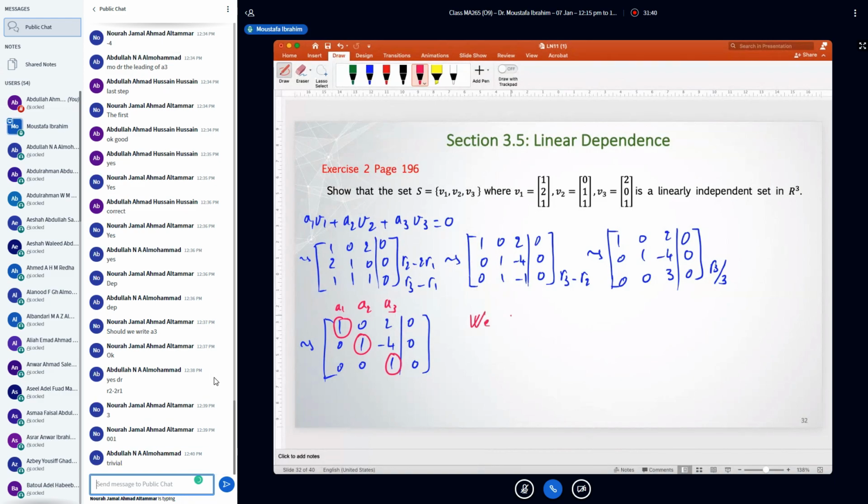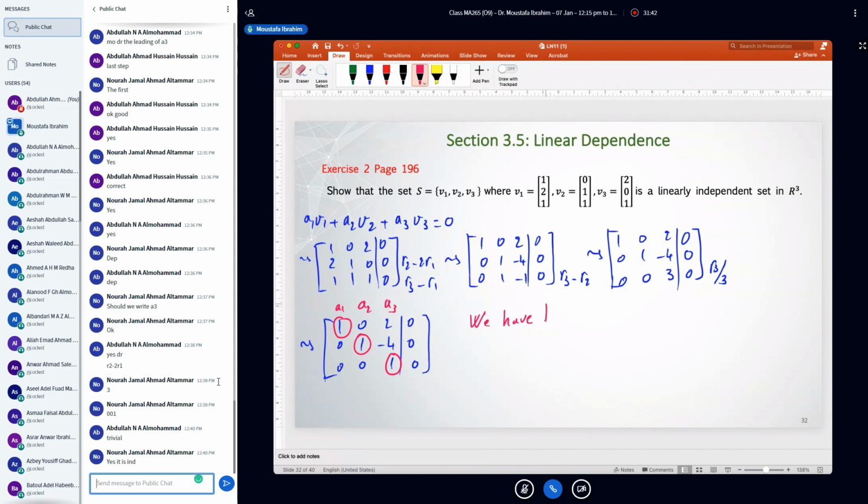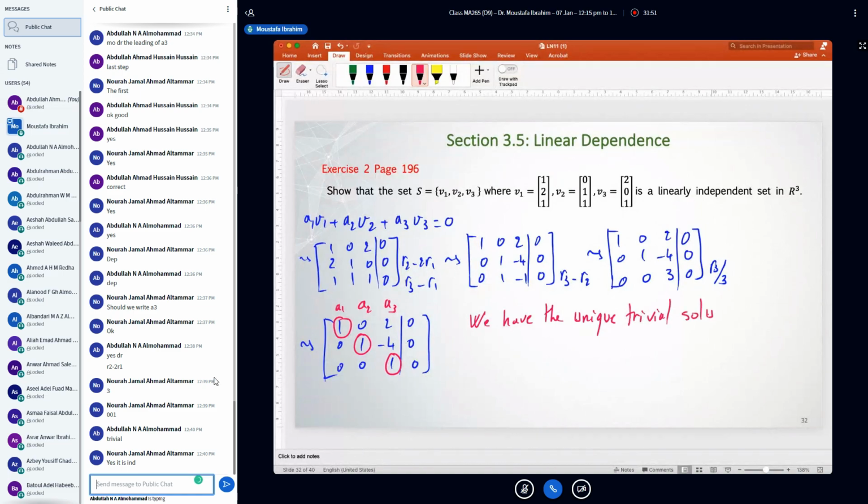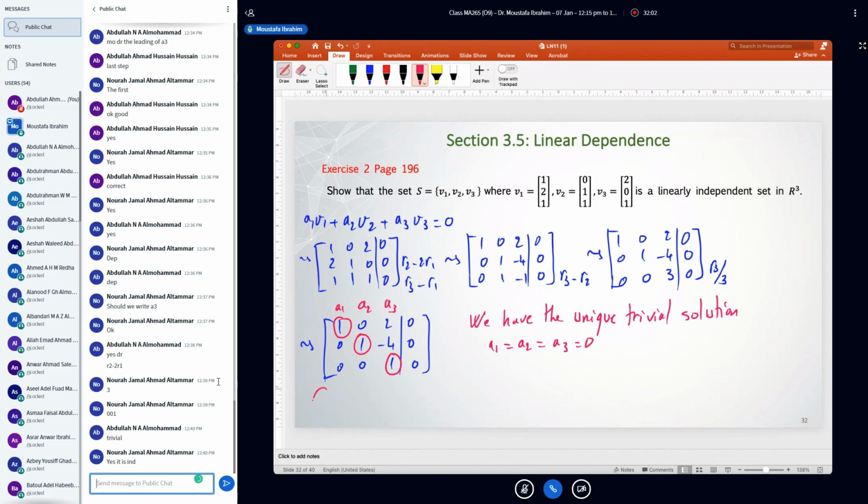So we have how many solutions? We have the unique trivial solution. Very good. The unique. Why it's trivial? Because here it's homogeneous. Unique trivial solution, which is A1 equal A2 equal A3 equal 0. Conclusion, it's independent. Very good.